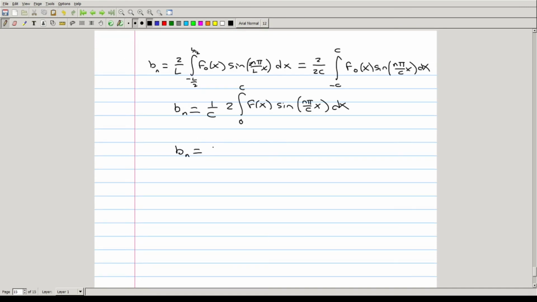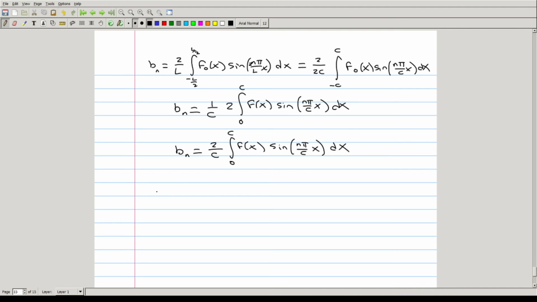So the bn terms in the Fourier sine extension, or the Fourier sine series for f of x, are given by 2 over c times the integral from 0 to c of the function f of x times sine of n pi over c times x dx.